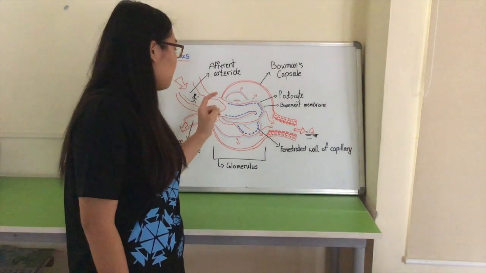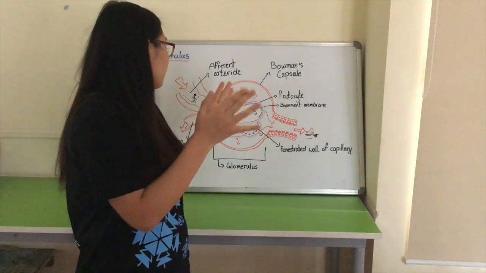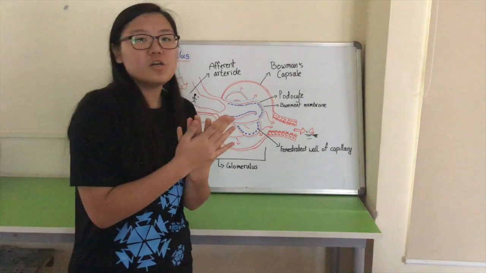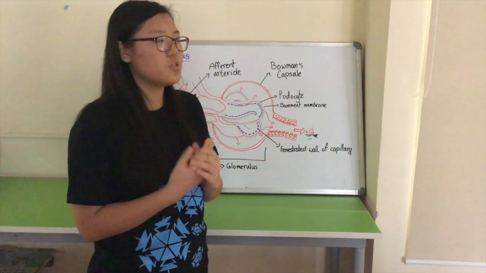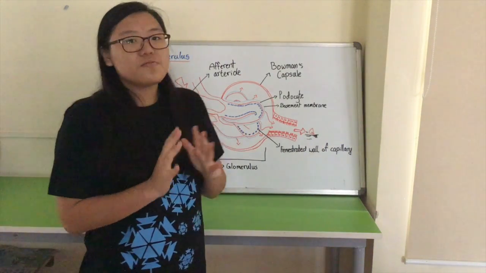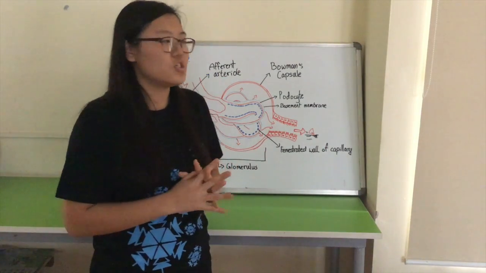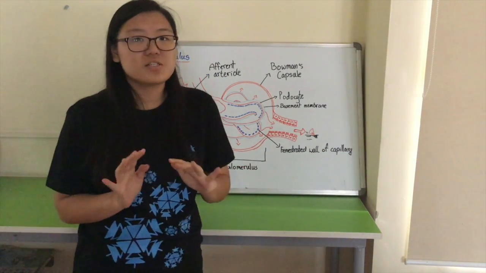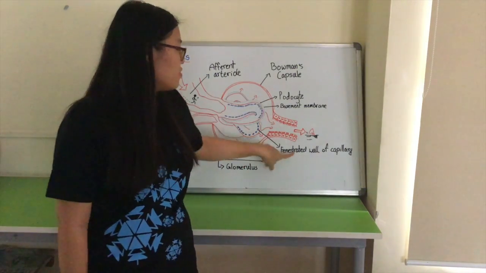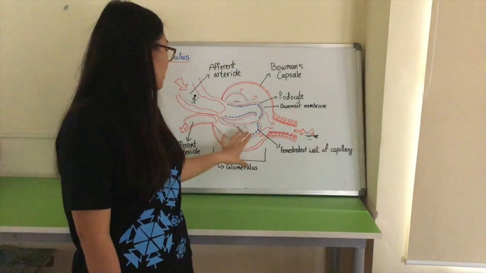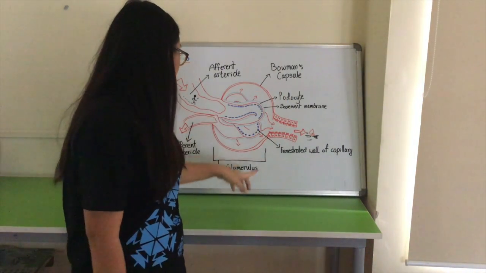The basement membrane acts as a barrier between the capillary walls so that they don't stick to each other. And then it also has a negative charge, which repels most of the blood proteins, which also have negative charges. And then glomerular filtrate is the fluid which has been filtered through all these three structures from the lumen of the capillary into the lumen of the glomerulus.